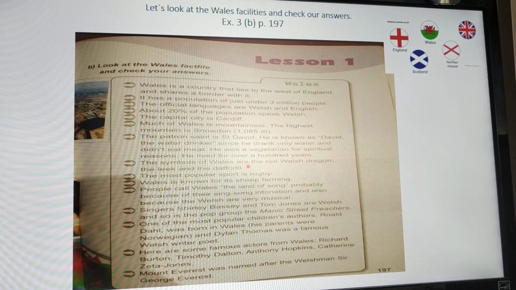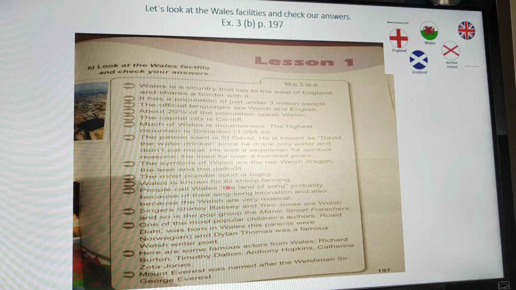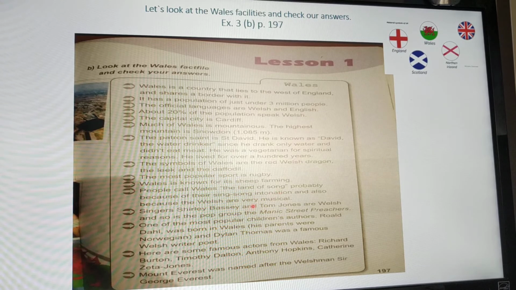The symbols of Wales are the red Welsh dragon, the leek, and the daffodil. The most popular sport is rugby. Wales is known for its sheep farming. People call Wales the land of song, probably because of their sing-song intonation and also because the Welsh are very musical. Singers Shirley Bassey and Tom Jones are Welsh, and so is the pop group the Manic Street Preachers.